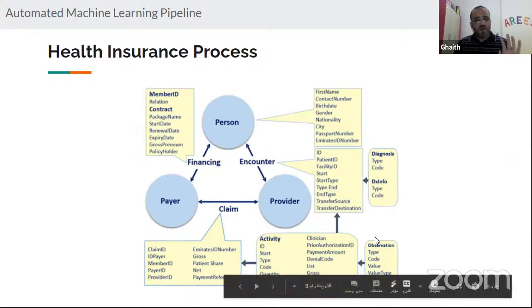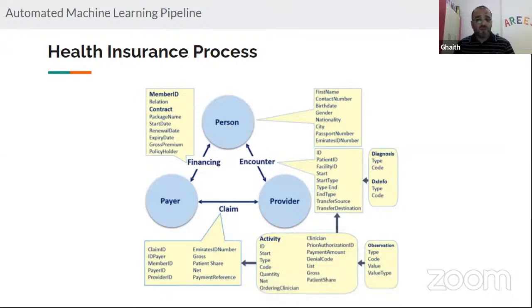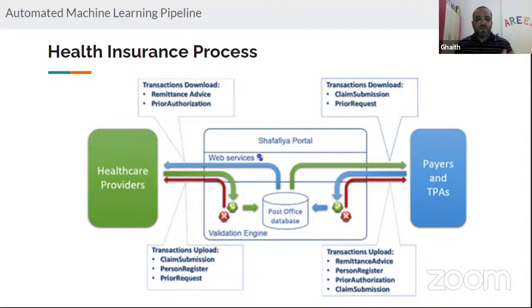But in fact, we are sending to the insurance company patient information, healthcare service provider information, physician information, what activity we are performing, and what the diagnosis is, and according to that, we're asking them to pay. At the same time, we receive from them a remittance advice to tell us that this is approved or this is not. Now, from the systematic point of view, we are talking about a kind of portal. This portal will receive all the requests from the healthcare providers and all the responses from the insurance companies and TPAs.